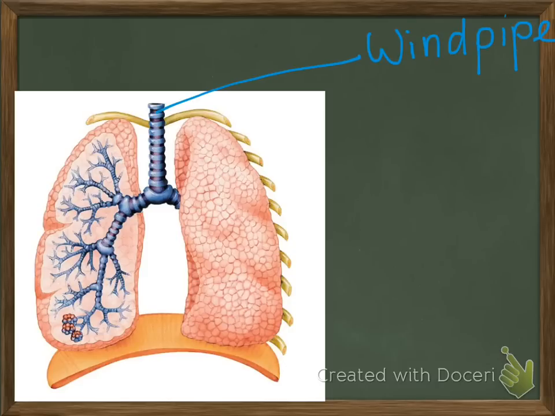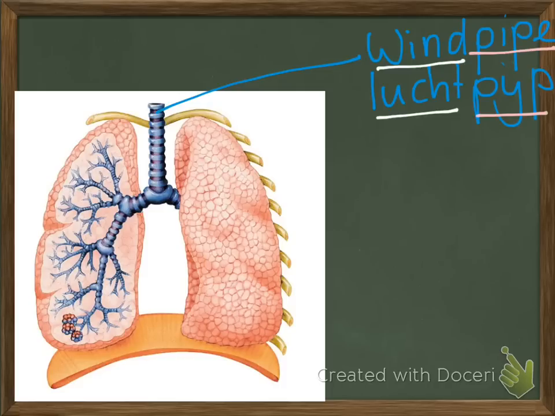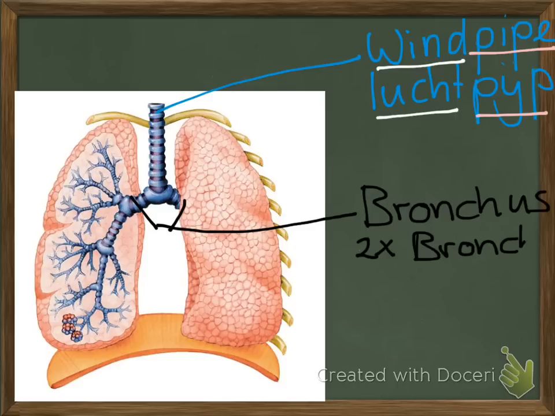The air we breathe in travels down a windpipe. In Dutch this would be luchtpijp. As you can see, wind, not exactly lucht, but wind and lucht and pipe and pijp are quite similar. The windpipe branches into a bronchus. And as you can see, it branches into two. And the plural of bronchus is bronchi. So the windpipe branches into two bronchi. And in Dutch it's not very different. In Dutch it's called a bronchus.